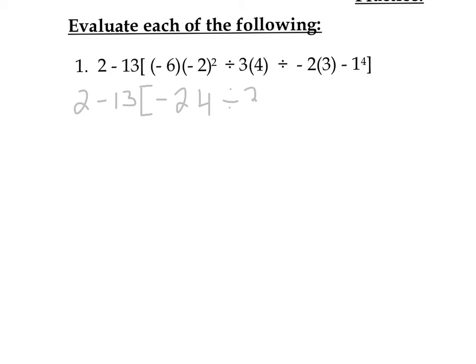Divided by 3 times 4. And then divided by negative 2 times 3. And then exponent next, and negative 1 to the 4th power is negative 1.